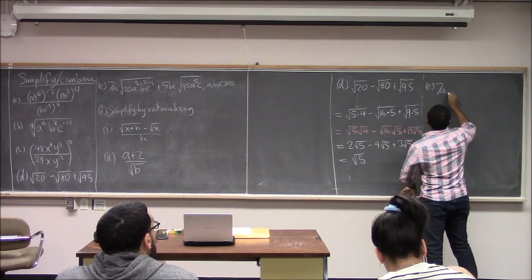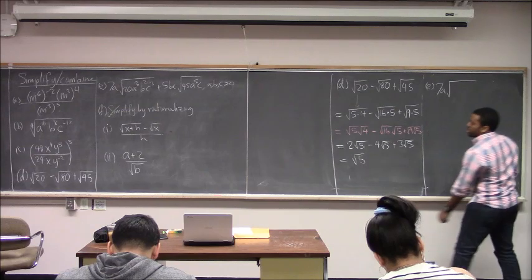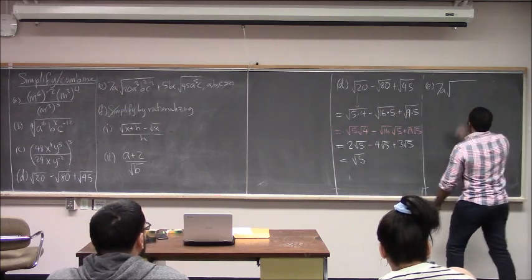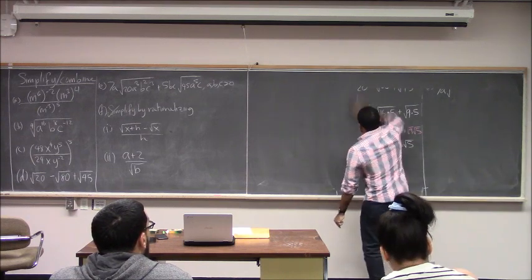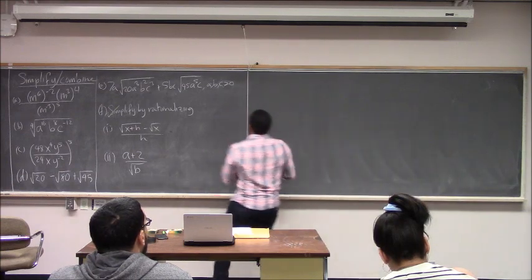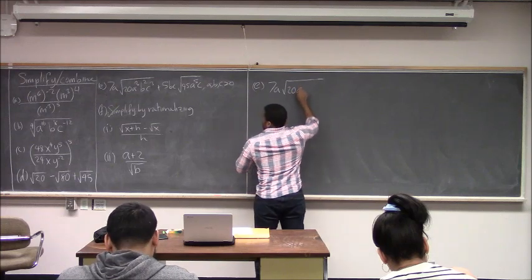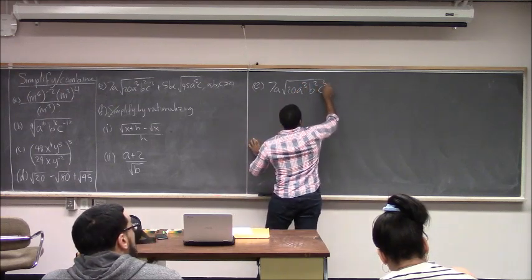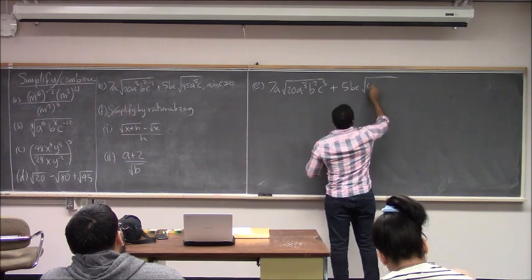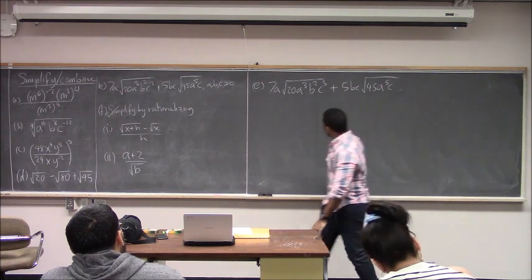A square root. Let me start that because I want a little bit more space here. Can I get rid of this? Yes. Look at E. A cubed B squared C cubed plus 5BC radical 45 A to the 5th C. And we're assuming that A, B, C are positive here.